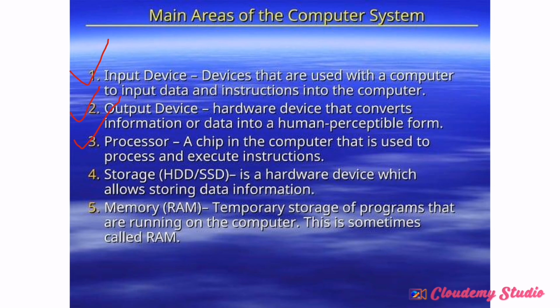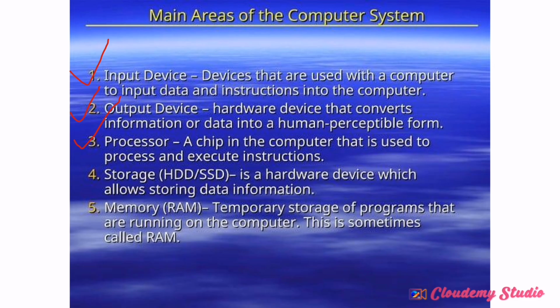Processor. A processor is a chip in the computer that is used to process and execute instructions. So the processor is the main brain of the computer. A CPU, central processing unit, is the brain of the computer. It's a chip in the computer that is used to process and execute instructions. Like I've said earlier, a computer bears the instructions by the users.